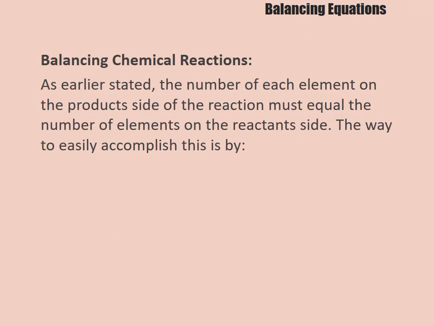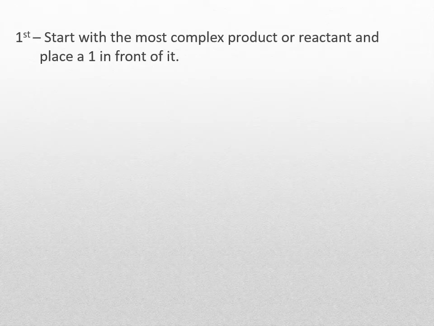Balancing chemical reactions. As earlier stated, the number of each element on the product side of the reaction must equal the number of elements on the reactant side. The way to easily accomplish this is by following these four steps. First, start with the most complex product or reactant and place a 1 in front of it. Typically, not always, but typically, the formulas that contain the most elements will have the smallest number when balancing.